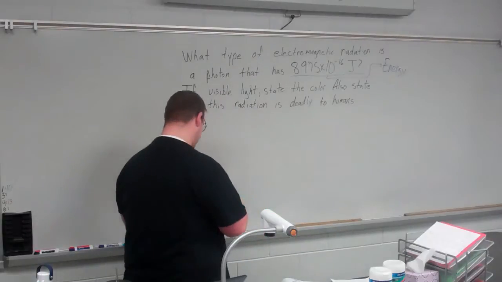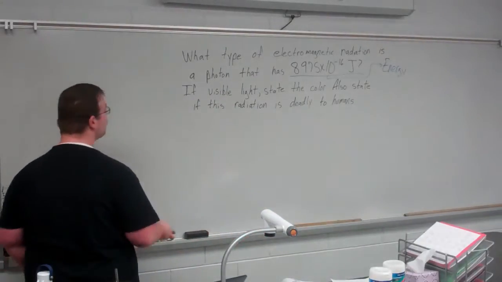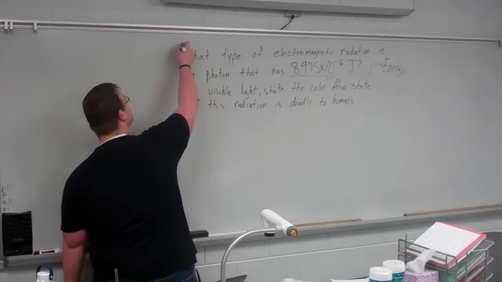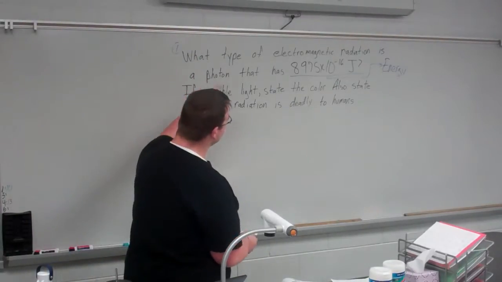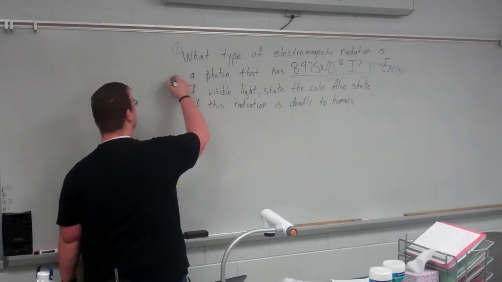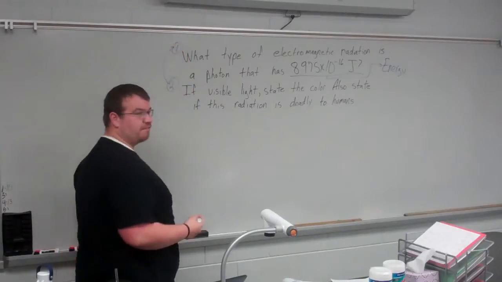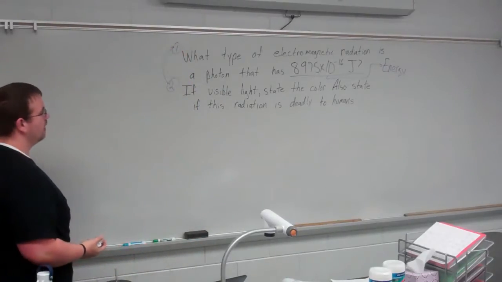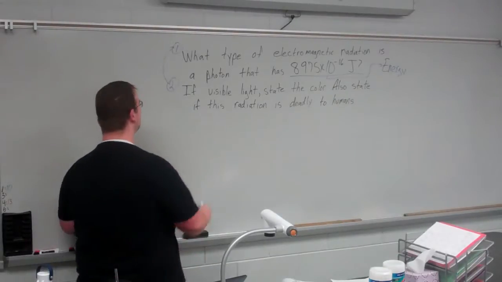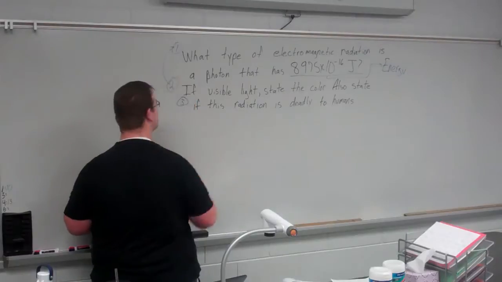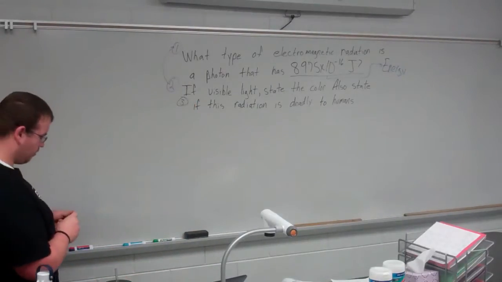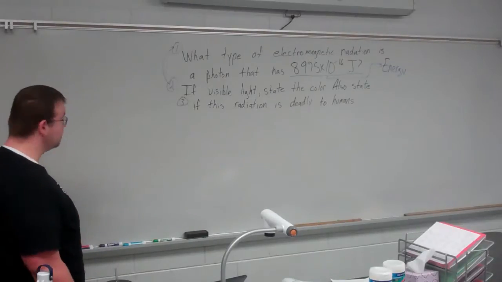The second thing you need to notice is how many questions you're being asked here. What type of electromagnetic radiation? There's the first question. If visible light, state the color. So you can say there's a second one, but it really is just that first question. Also state if this radiation is deadly to humans. This right here is as complex a problem as I can make for you in this, because you're literally looking at three parts. So let's deal with the first part.